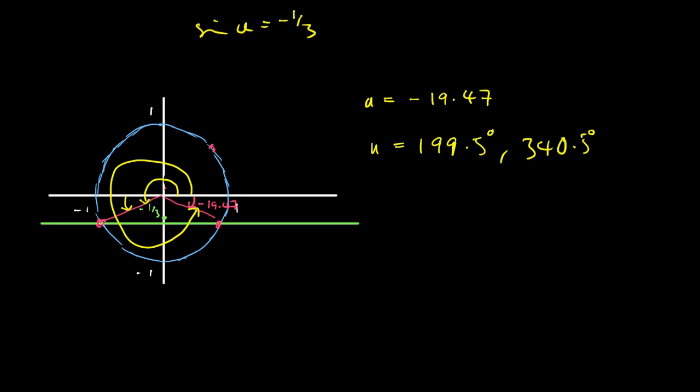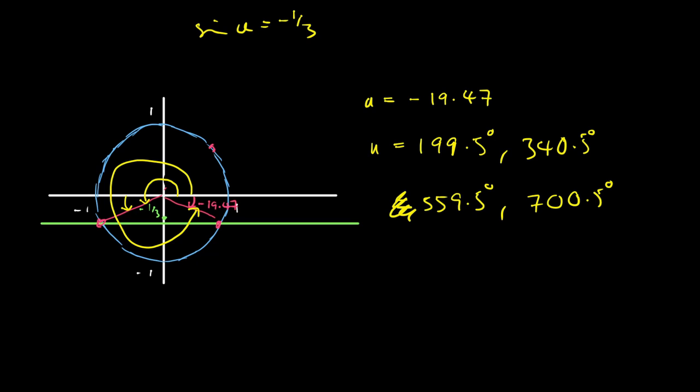So we got 199.5 plus the 360, which is 559.5 degrees, and 340.5 plus another 360 is 700.5.